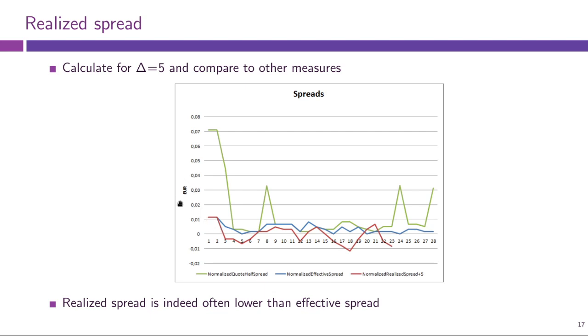I realize that this axis should not say euros because these are normalized spreads. I just got confused by that for a second.